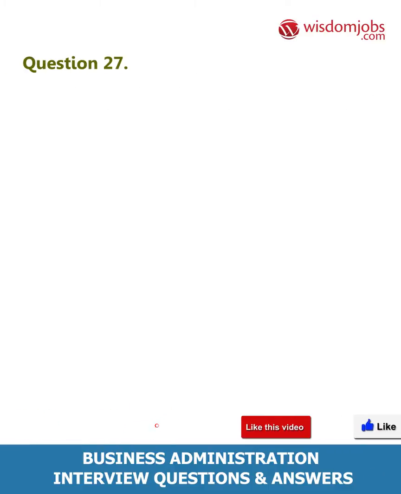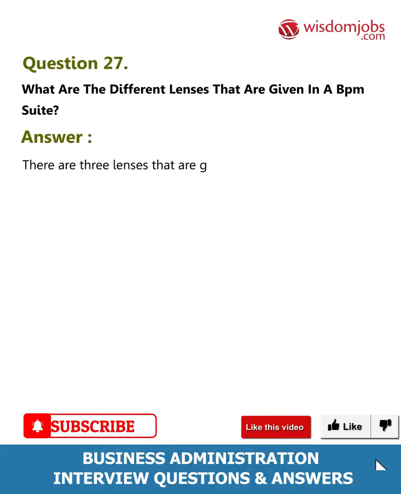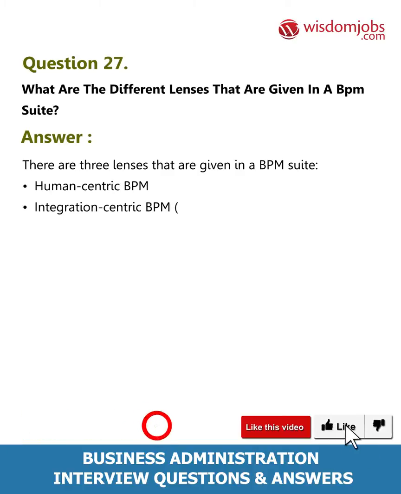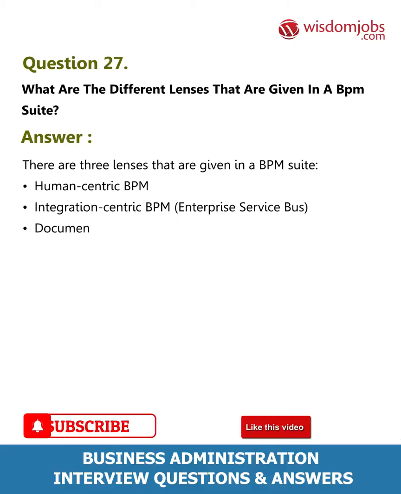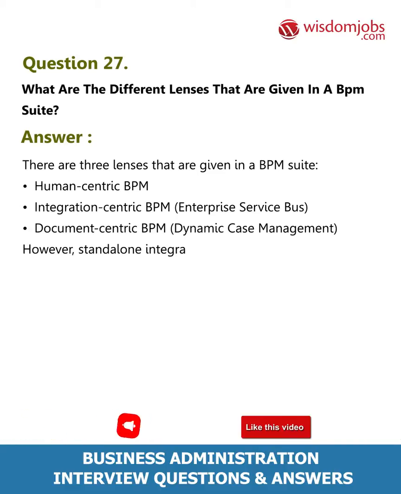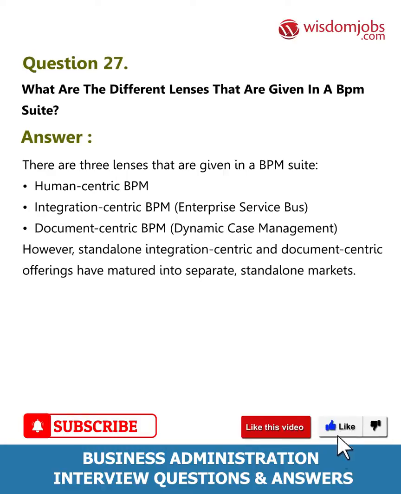Question 27. What are the different lenses that are given in a BPM suite? Answer. There are 3 lenses that are given in a BPM suite: human-centric BPM, integration-centric BPM, enterprise service bus, document-centric BPM, dynamic case management. However, standalone integration-centric and document-centric offerings have matured into separate standalone markets.